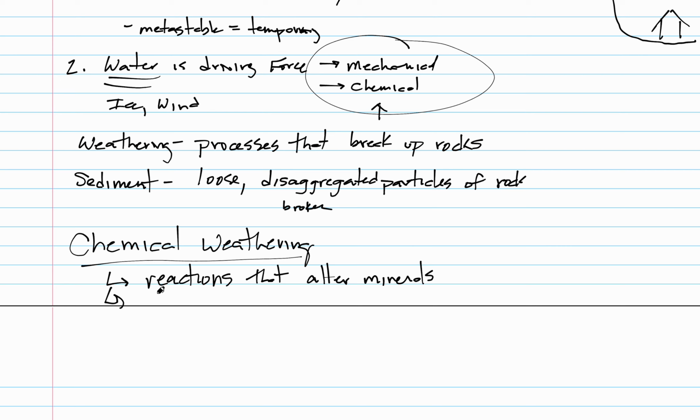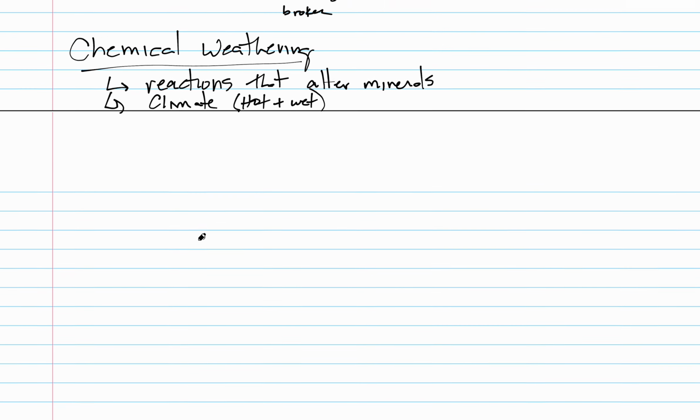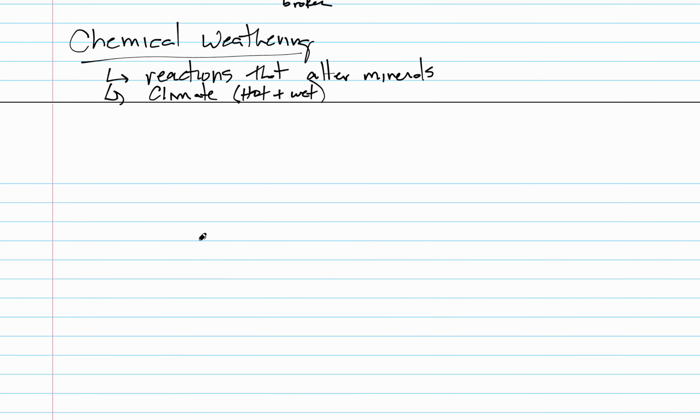And then the next thing is that climate matters. For chemical weathering, climate matters. When you have a climate that is both hot and wet, with abundant water, then there's going to be an opportunity for chemical weathering. Cold, dry climates don't have as much chemical weathering.